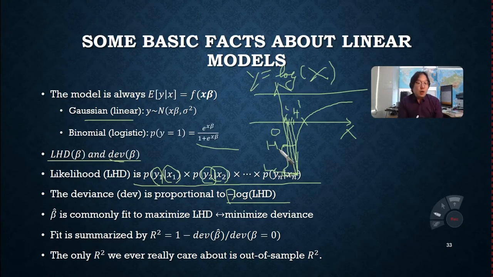The only R squared we ever really care about is out of sample R squared. What does this mean? Well, you run a regression using present data; that's in sample regression. But for the purpose of machine learning and data science, what matters is how much you would be able to predict the future, what has not happened. Not necessarily the future, but data that is not covered in the beta estimation process. Not covered, something new. So out of sample predictability matters. That's what we are talking about.